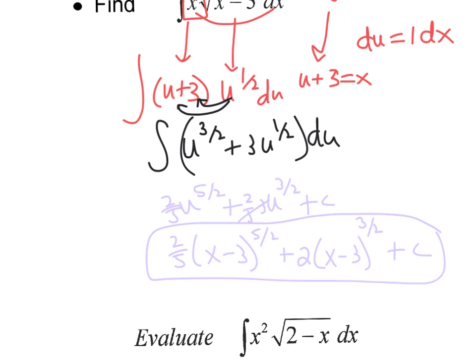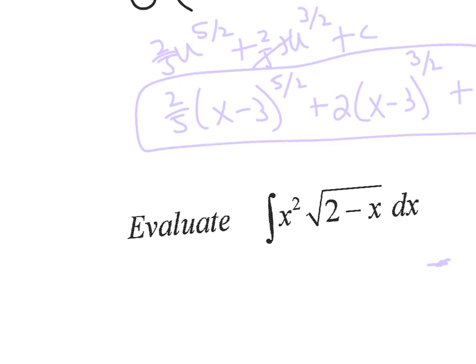Just as a heads up, if you were to factor this out, the factored out version of this ends up being 2/5.